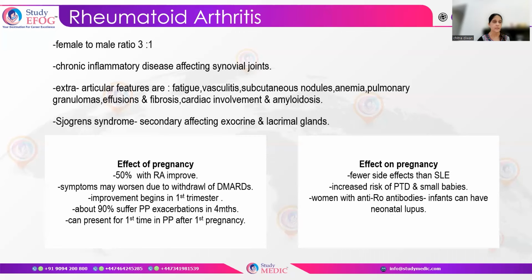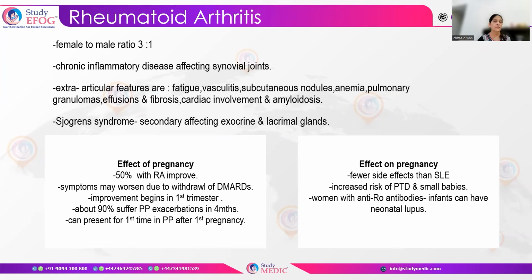Then you have pulmonary granulomas. There could be effusions, fibrosis, cardiac involvement, and amyloidosis. Women with rheumatoid arthritis may have secondary Sjogren's syndrome. So what is this? Secondary Sjogren's means it affects the exocrine and the lacrimal glands, leading to dryness of the eyes.